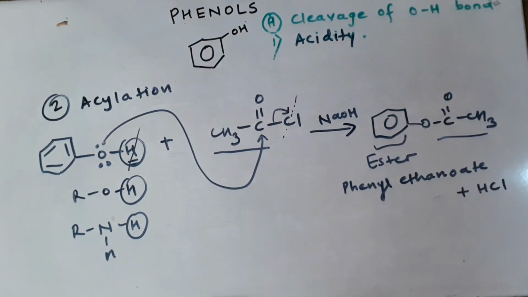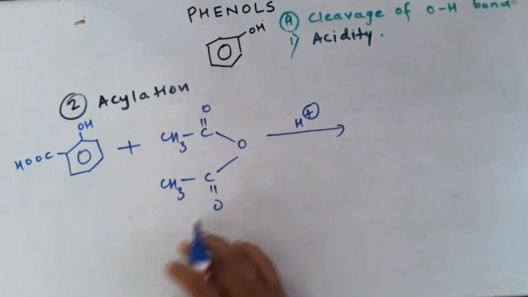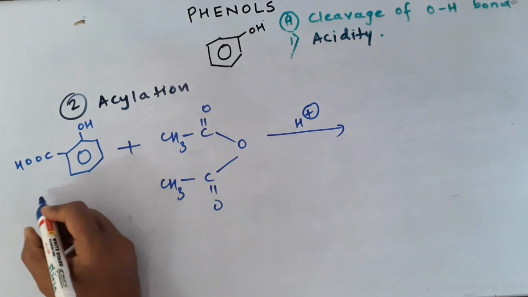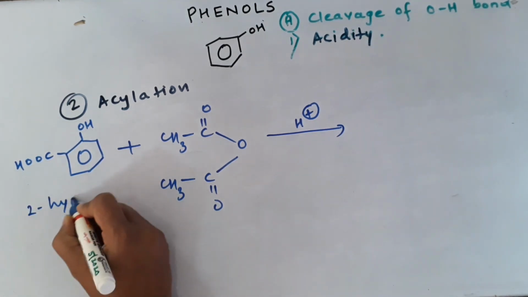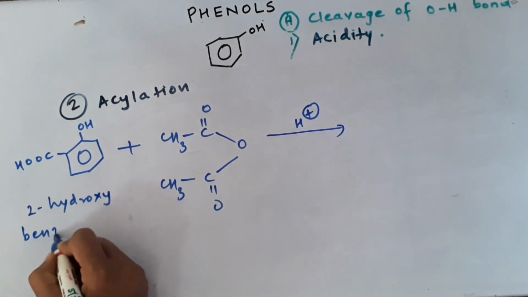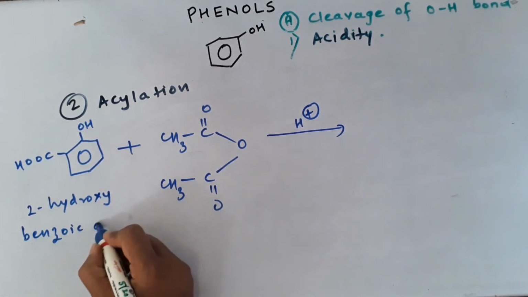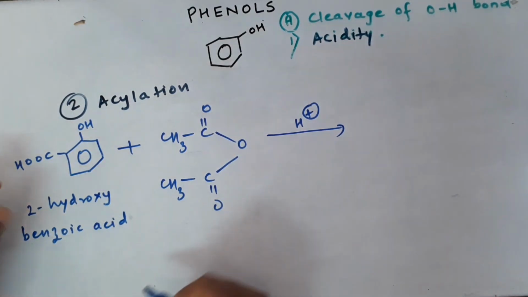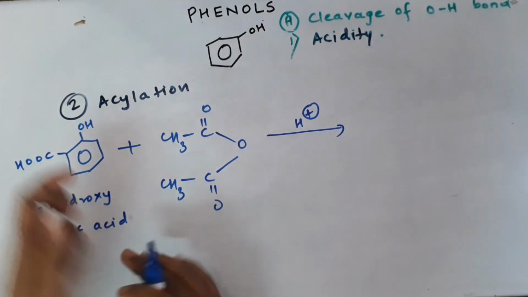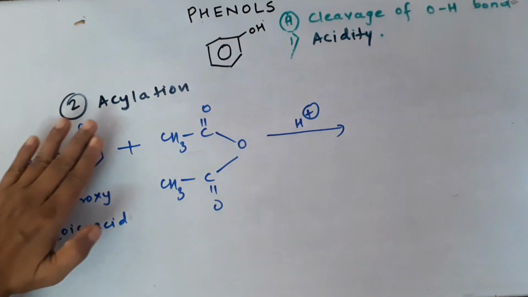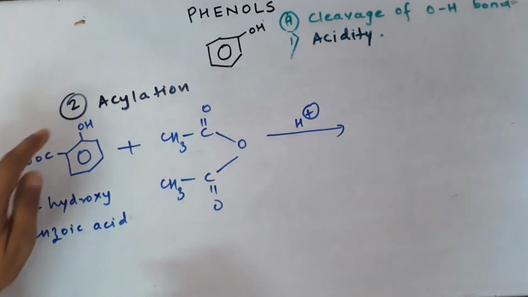Now I am going to show you an industrially important reaction which is also important for your board exam. The reaction is acylation of 2-hydroxybenzoic acid. This compound which we have taken as a raw material is a phenolic compound, 2-hydroxybenzoic acid. It has a phenolic functional group, but the major functional group is the acid, so its name is not phenol, it's acid. If you just forget this part, it looks like a phenol. So we are studying this reaction under the category of acylation only.